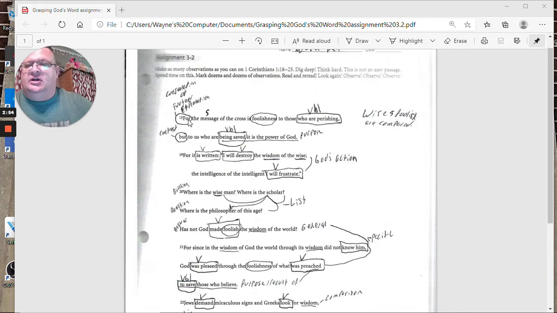Here's a conjunction, the conjunction but, and this is showing contrast between two things. It says, for the message of the cross is foolishness to those who are perishing, but, now here's the flip side, to us who are being saved, it is the power of God. So you see the contrast there. Those who are perishing and those who are being saved.